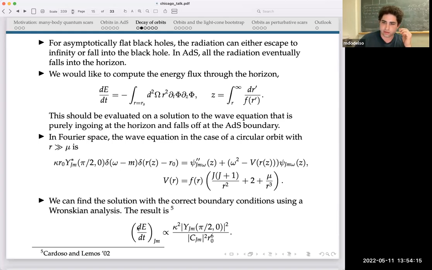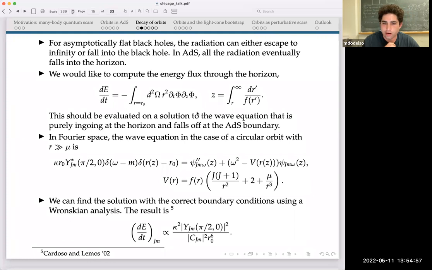In AdS, on the other hand, the radiation that would have escaped to infinity just bounces off the boundary and falls into the horizon. So the only energy flux that we need to compute is the flux through the horizon. So here's the expression for that. This is the power emitted through the horizon. Here t is the torus coordinate, and we should evaluate this expression on a solution to the wave equation for phi that's purely ingoing at the horizon, and falls off at the AdS boundary.